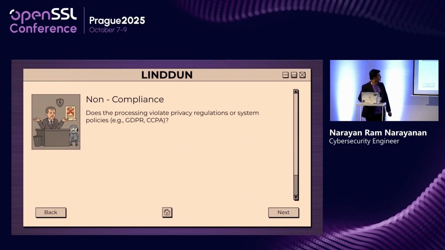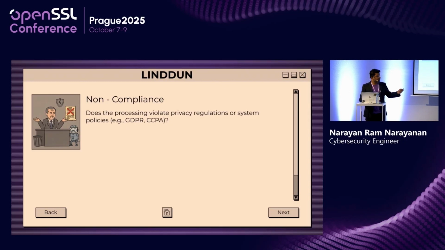And non-compliance. This is when a compliance is breached. For example, there are privacy compliances like GDPR and CCPA. GDPR is the EU's privacy regulation, and CCPA is the California Privacy Act. If any of these acts is not being followed properly by the system, that is a privacy violation.